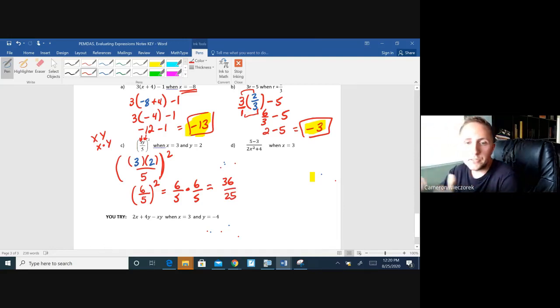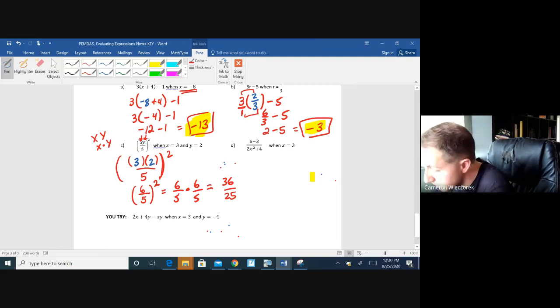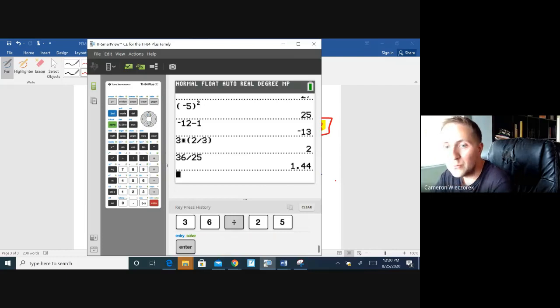And whenever our answer comes out to a fraction that doesn't divide nicely, we always want to simplify that fraction. So we want to see if there's anything that a 36 and a 25 would share in common. You can do that by hand or on your calculator. If you type in 36 divided by 25, you get a decimal. We don't want to leave our answer as a decimal. We want to leave it as a simplified fraction. This calculator has a very nice way of doing that.